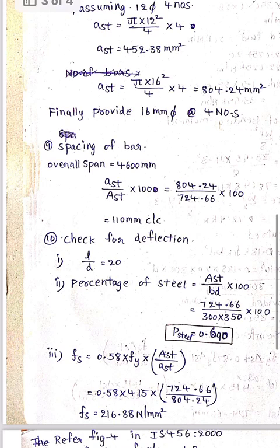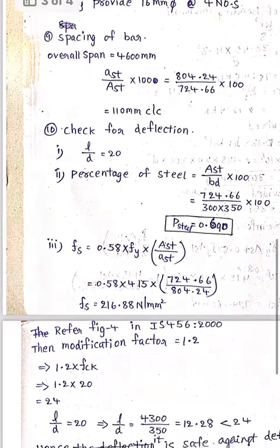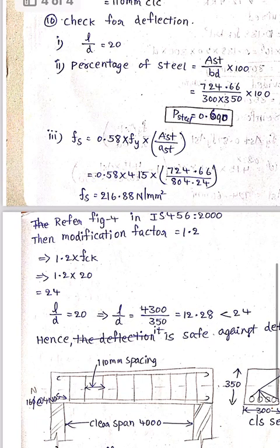Next, check for deflection. For check for deflection, we generally know the formula is L by D ratio. L by D ratio is equal to 20. Then the percentage of steel is determined by the IS code. We have a table, AST by B into D. Then the provided steel is 0.64. Again, determining the FS. This formula is also in the IS code.